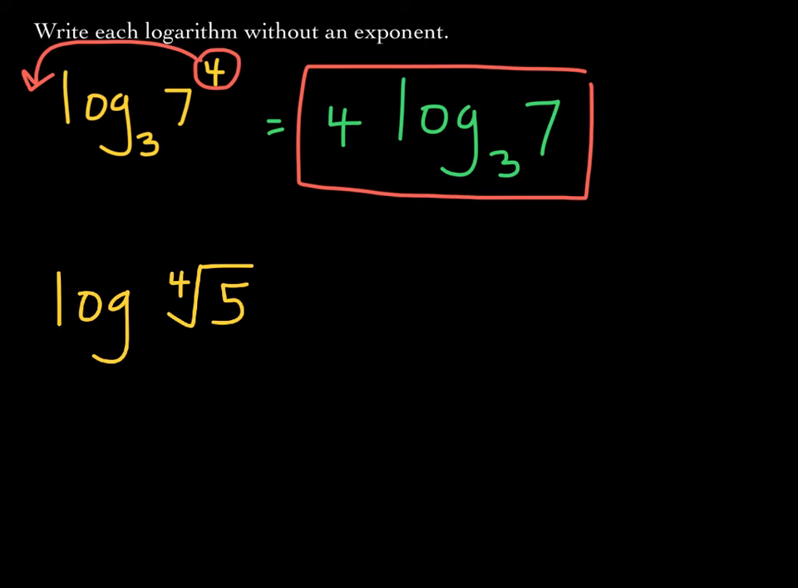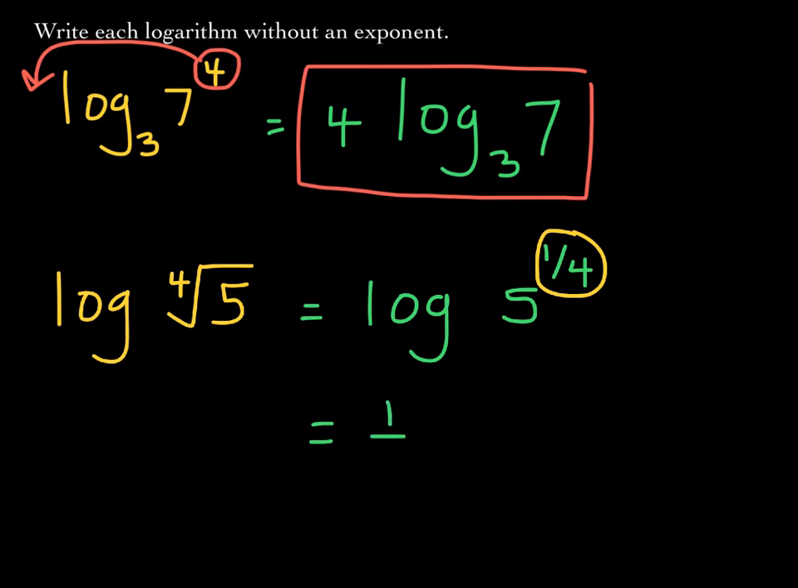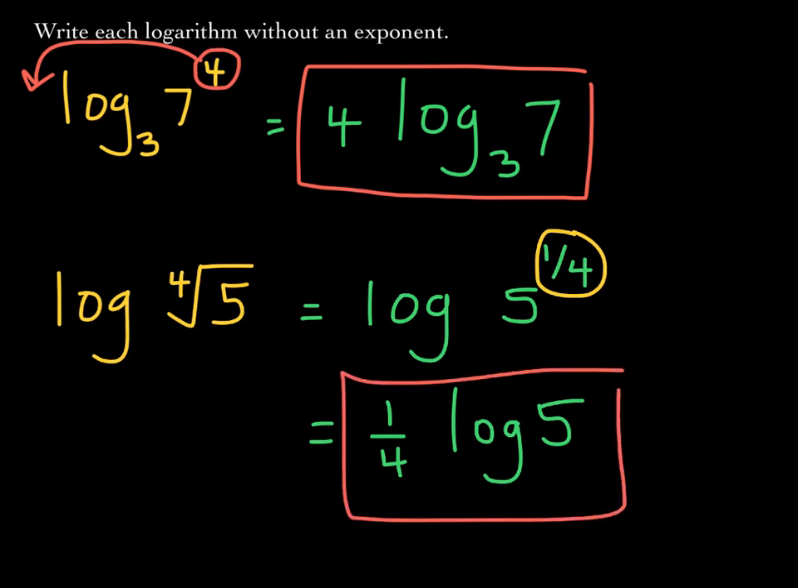The next one is log of the 4th root of 5. Now, keep in mind that this basically means log of 5 raised to the power of 1/4. That's what the 4th root means. Now, according to the power rule, this power right here comes down to the front, so then it's 1/4 times log of 5. Final answer. I rewrote the expression without an exponent.